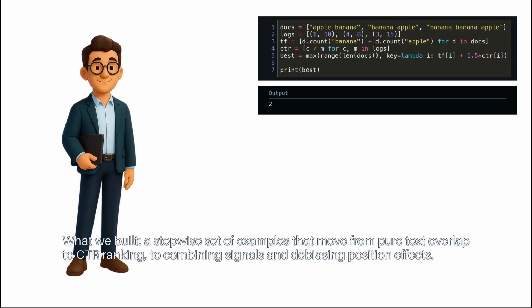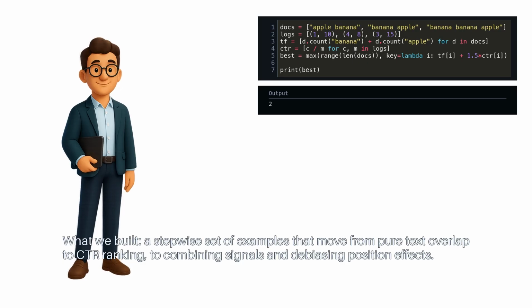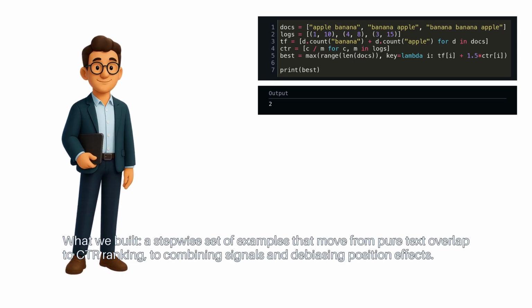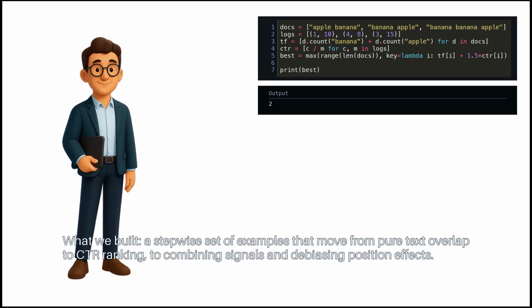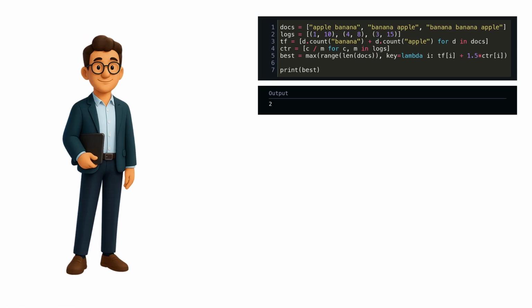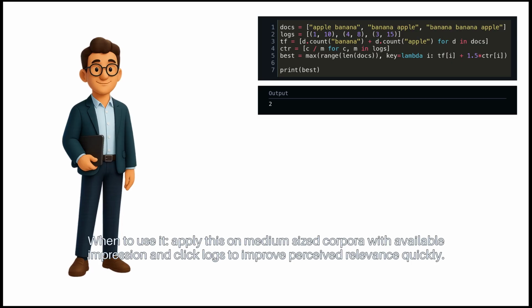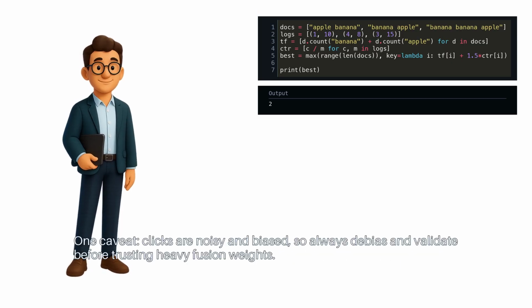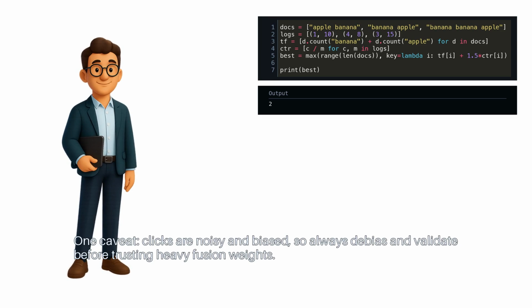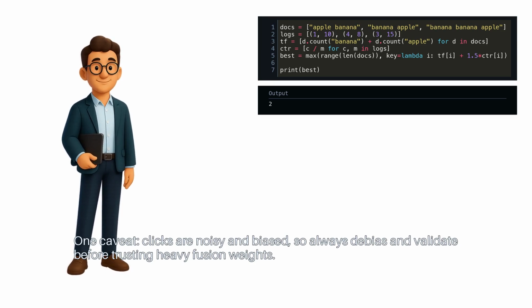Recap: what we built, a stepwise set of examples that move from pure text overlap to CTR ranking, to combining signals and debiasing position effects. When to use it: apply this on medium-sized corpora with available impression and click logs to improve perceived relevance quickly. One caveat: clicks are noisy and biased, so always debias and validate before trusting heavy fusion weights.